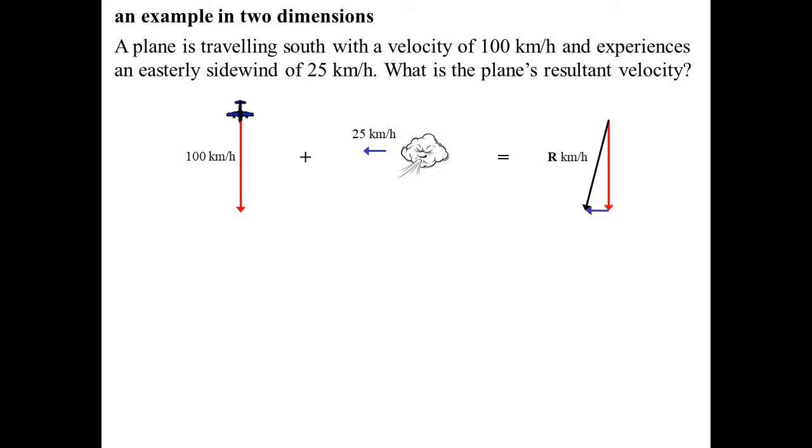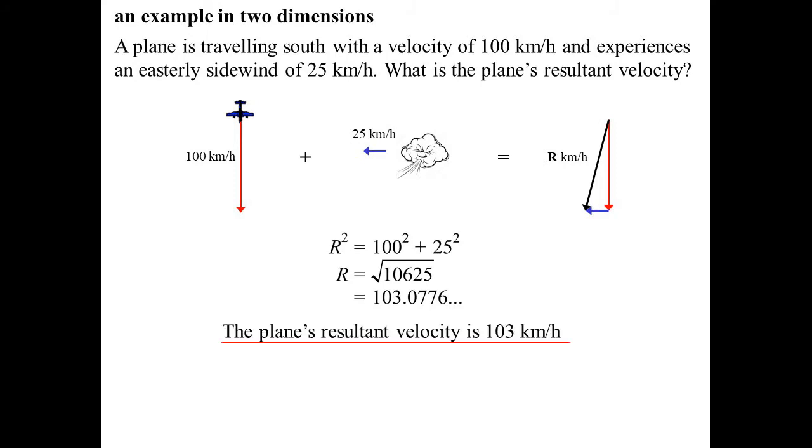But let's say they're in two different directions. So now, plane's still travelling south at 100 kilometres per hour, but now our wind is blowing sideways at 25 kilometres per hour. So when we combine those, we end up with, well, our resultant's like the hypotenuse of that triangle there. So 103 kilometres per hour. So even though that wind's not going in the same direction, it still has an effect on the velocity of the plane. Remember, force is a vector, so it has direction.